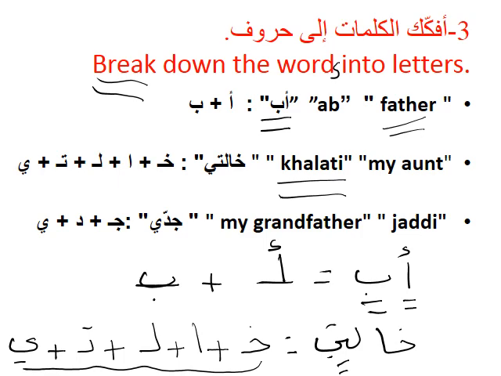And the last one is my grandfather. At the first step, as we said, we read the word in the English language. My grandfather is equivalent in Arabic to jaddi, and the word jaddi is made up of how many letters? 3 letters. So we have to break down this word into letters. The first letter is ja, the second letter is da, and the third letter is ya. So here we have to differentiate between breaking down the words into letters and combining the letters to form a word.